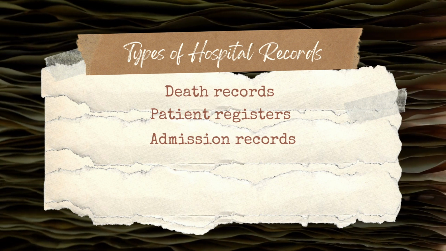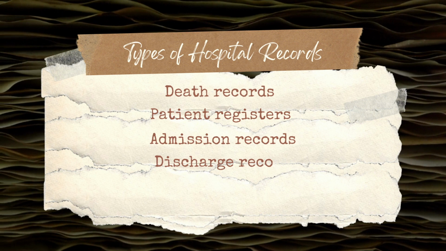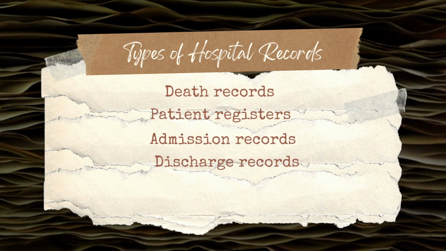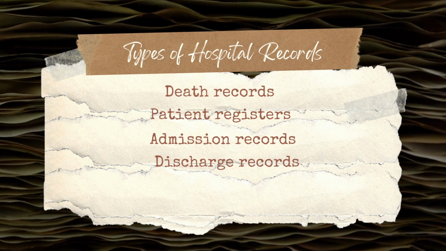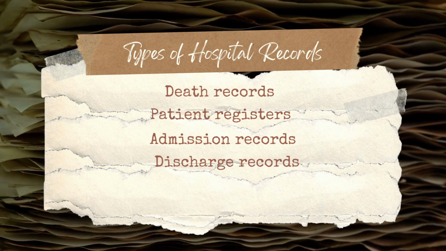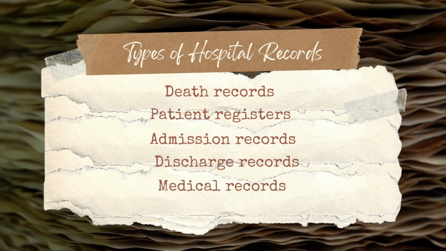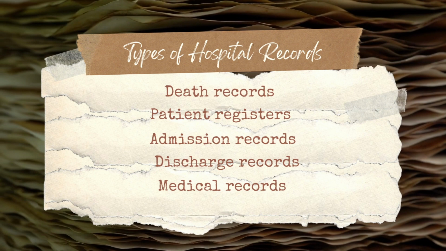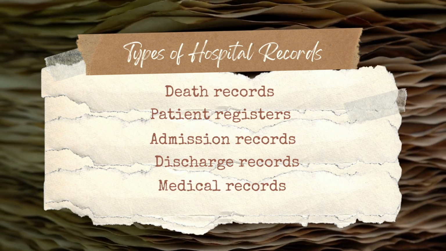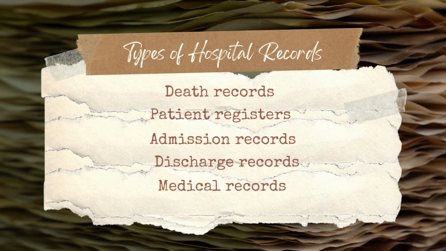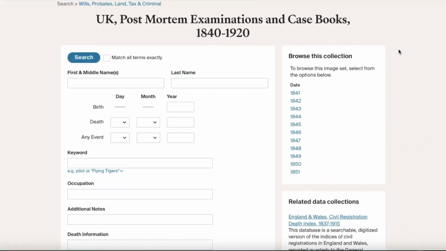There are discharge summaries that outline the patient's condition at the time of the discharge, any follow-up care instructions and recommendations for further treatment. Then there are medical records, which contain detailed information about the treatment and care provided to patients, including their diagnosis, treatments, surgeries, medications, and sometimes the names of attending physicians. Let's take a closer look at some of these records.